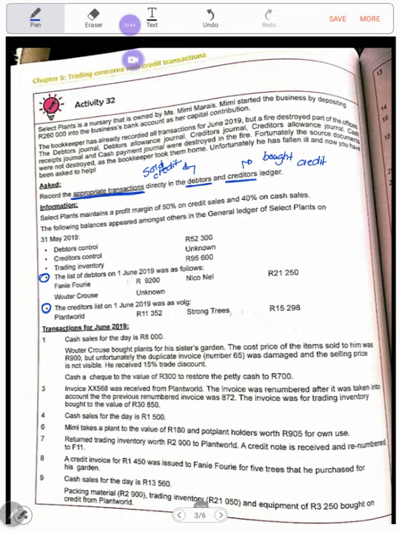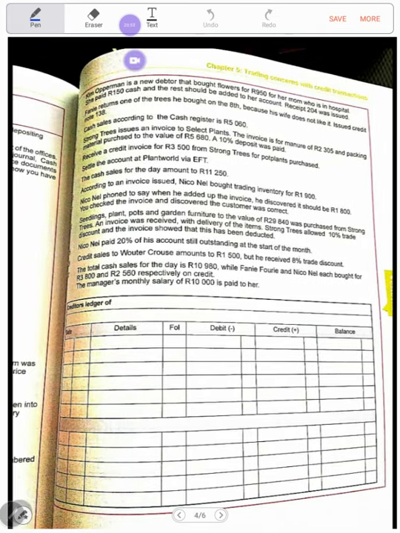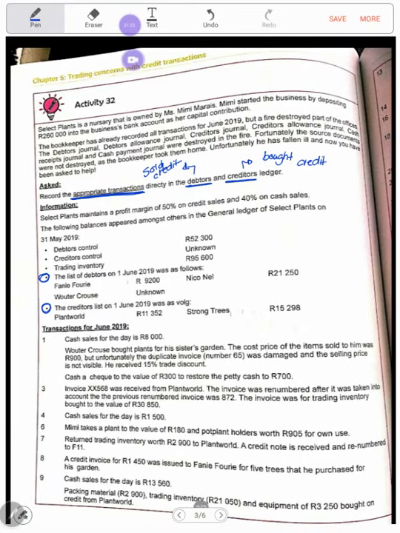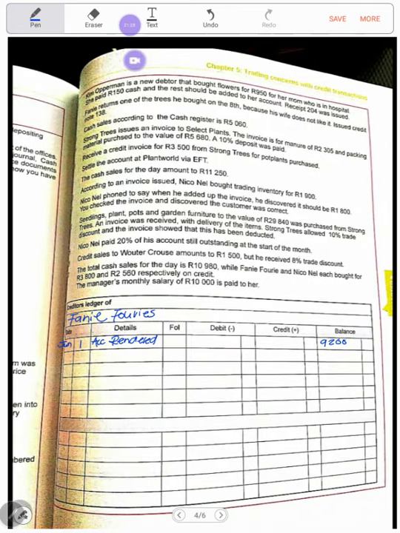Remember, the first line will be account rendered. Please refer back to last term's notes. So let's do Fani Fourie. He's a debtor. So Fani Fourie, how much did he owe us at the beginning of the month? 9,200. I place it in the balance and that's going to be account rendered, the 1st of June. And then I'll go through the transactions and see where Fani took more on credit or where he actually paid his credit.